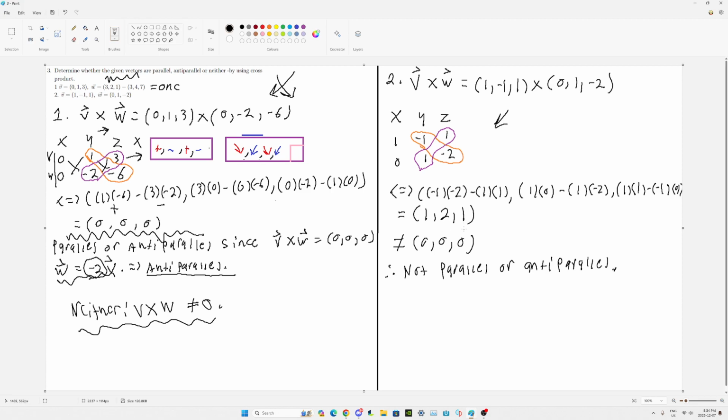If we simplify this, we see that we get 1, 2, 1. Well, that's not equal to 0. So we say, therefore, it's not parallel or anti-parallel. It's neither. Right, it is neither.